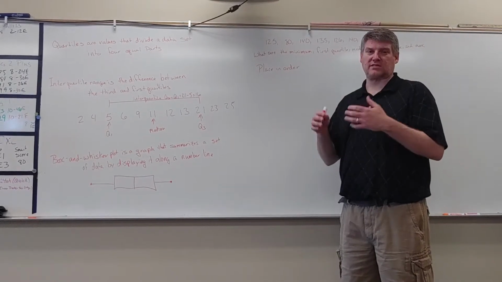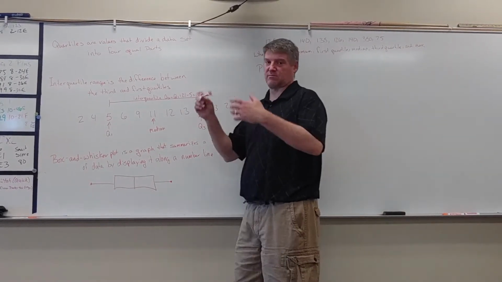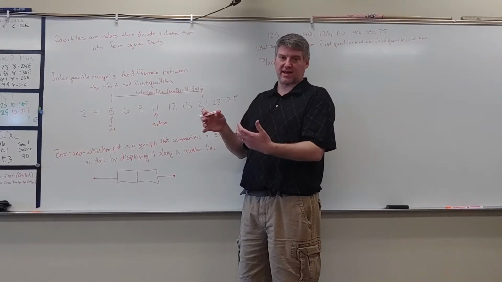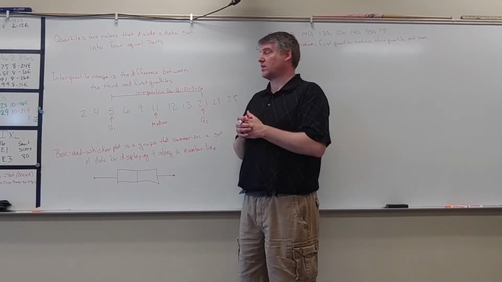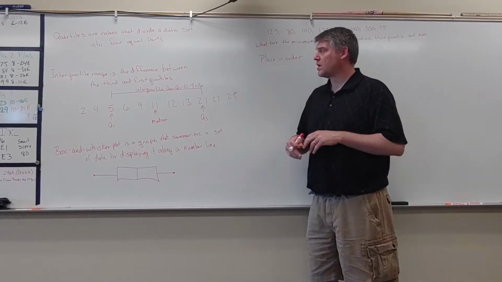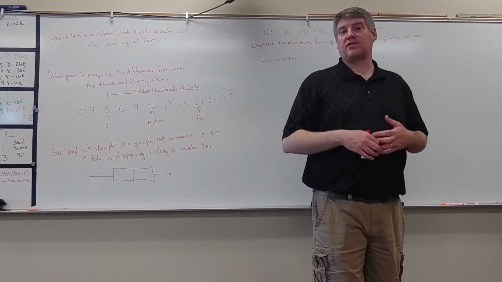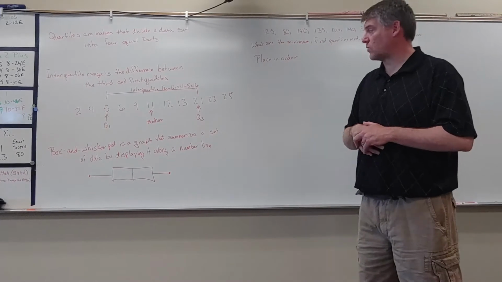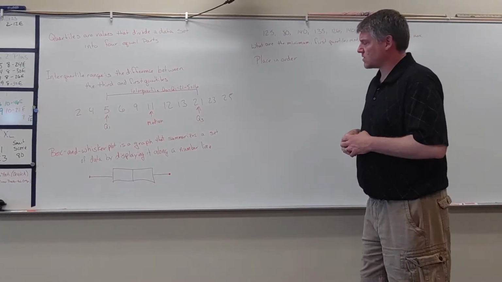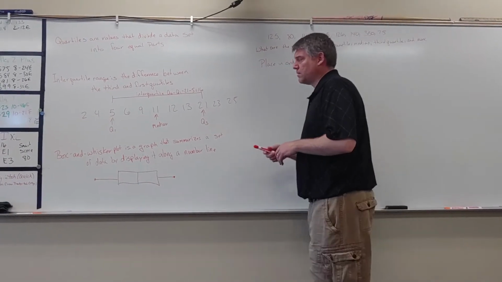What it's saying is that 1/4 of the data is going to be in the lower quartile, 1/4 of the data is between the first and second quartile, and so on. So interquartile range is the difference between the third and the first quartiles. Okay? So here's an example.